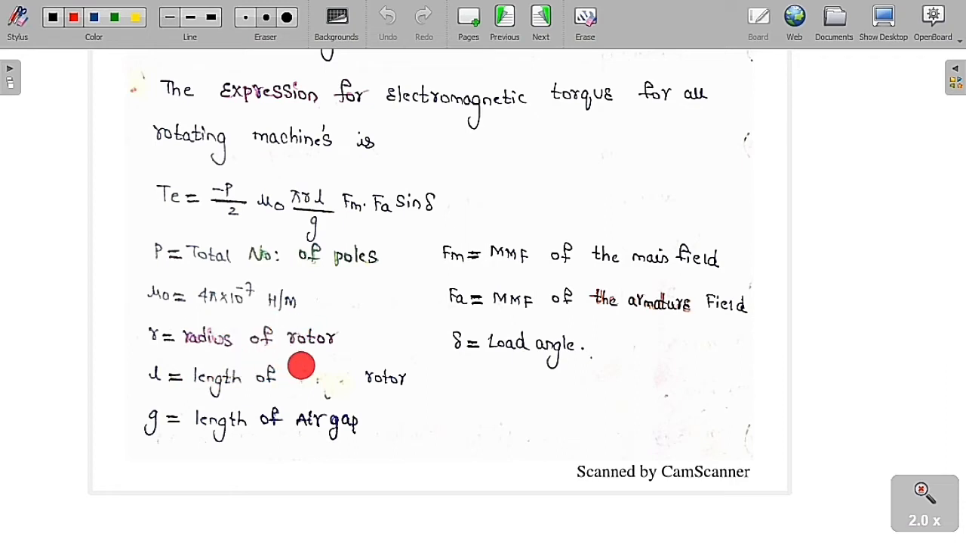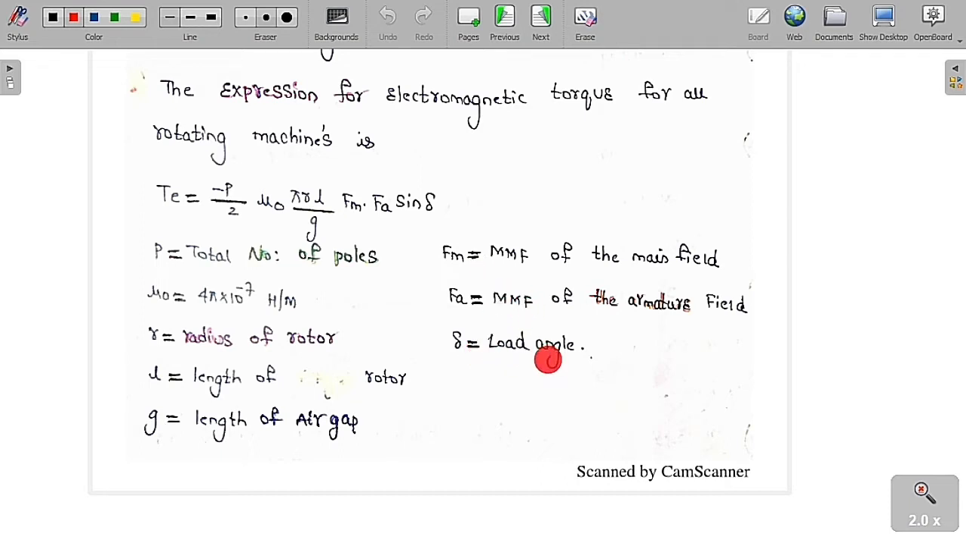And R is the radius of the rotor, and length L is the length of the rotor. G is the length of the air gap. Fm is the MMF of the main field, and Fa is the MMF of the armature field. And delta is the load angle between the Fm and the Fa.